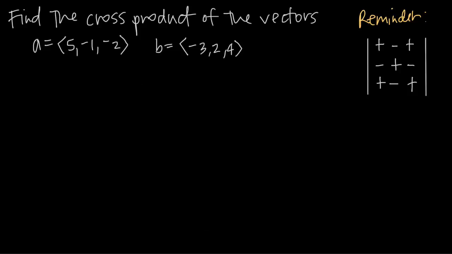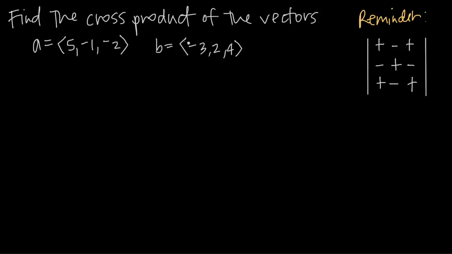In this video, we're going to be talking about how to find the cross product of two vectors. In this particular problem, we've been given vector A with its direction numbers 5, -1, -2, and vector B with its direction numbers -3, 2, and 4. So we have these two vectors, we want to find their cross product. And to find the cross product is really pretty simple.